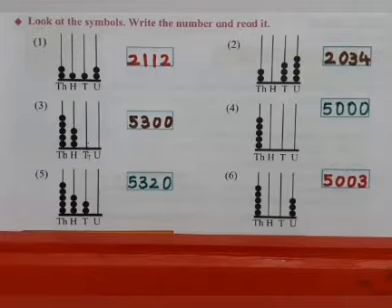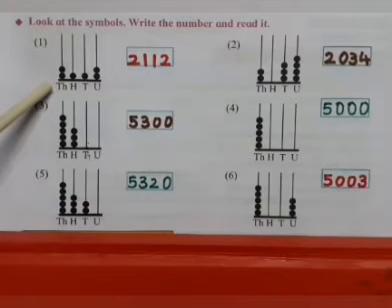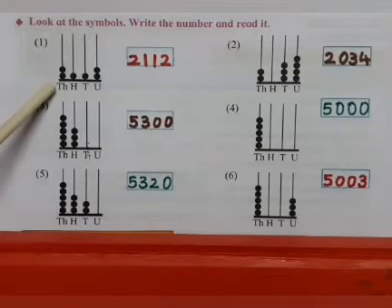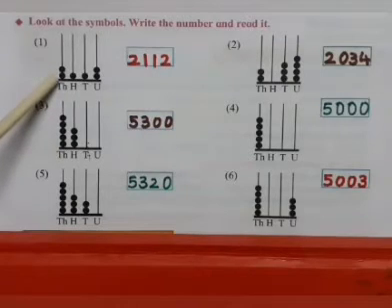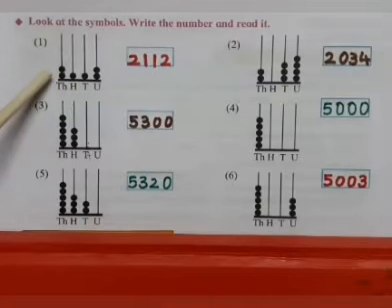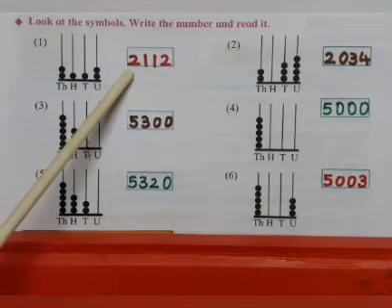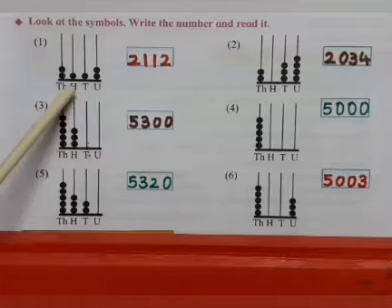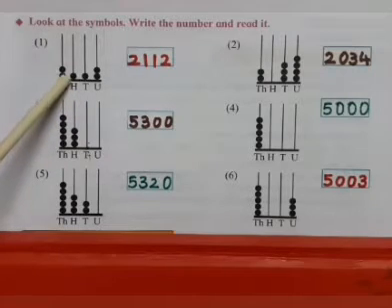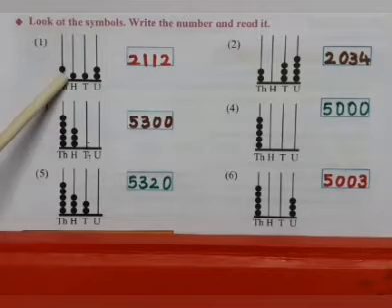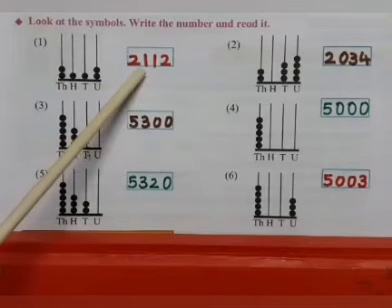Children, as you can see here, we have a new picture symbol. And the new picture symbol is black beads. Now I come to the first one. In the thousands place, there are 2 beads. The value of 1 bead is 1000. So 2 beads means 2000. So I write my number 2. In the hundreds place, there is only 1 bead. The value of it is 100. So I write my number 1.